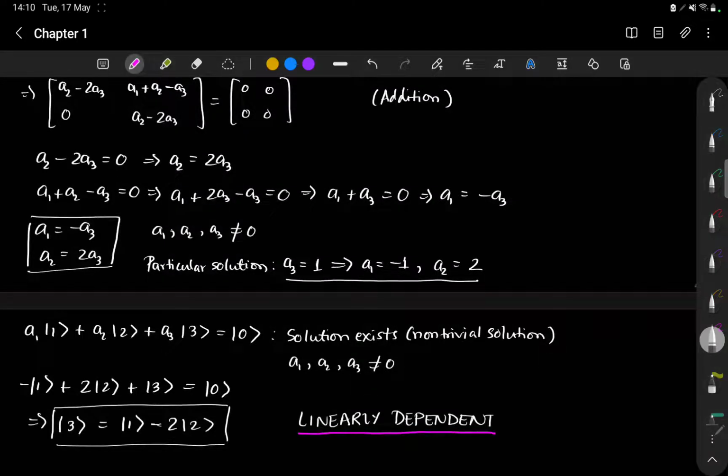So this solves this question, and it brings us to the end of this video. The new concept that we saw in this video was linear independence and linear dependence.